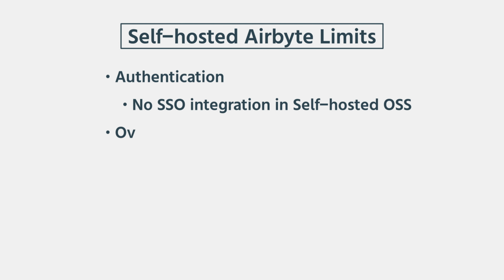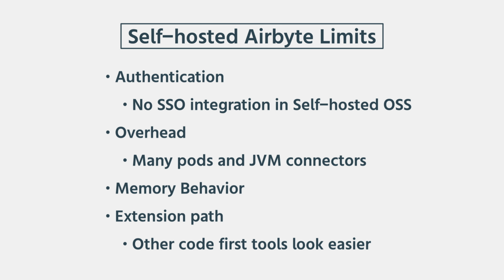We also need to look frankly at limits of self-hosted Airbyte in this stack. Authentication. The open source edition cannot directly integrate an identity provider for per-user control inside the application. We must front it with OAuth 2 proxy. After login, every user lands inside the same shared workspace. No isolation. Overhead. Each sync starts separate source and destination containers, plus control plane services. Many official connectors run on the JVM.